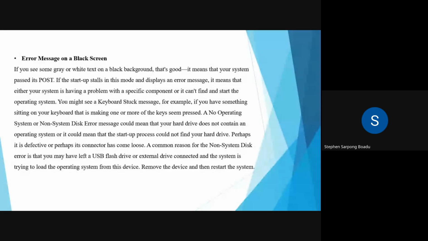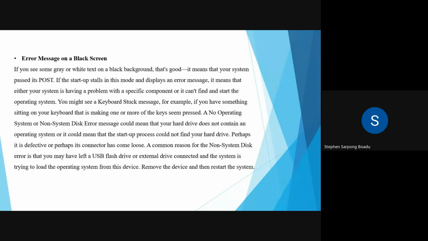So a common reason for the non-system disk error is that you may have left a USB flash drive or external drive connected, and the system is trying to load the operating system from this device. So those of you who have installed Windows before or have tried booting your computer with a hard disk or a pen drive, you realize that if you are booting it with the bootable drive, it runs from the drive, not from the PC, right? So that means if you have a bootable drive in your PC, you have to remove it and make sure that the PC will run on its own operating system, the one on your hard drive, right?